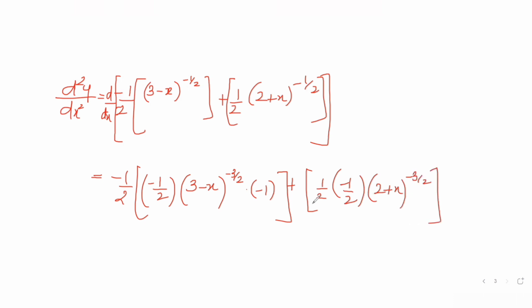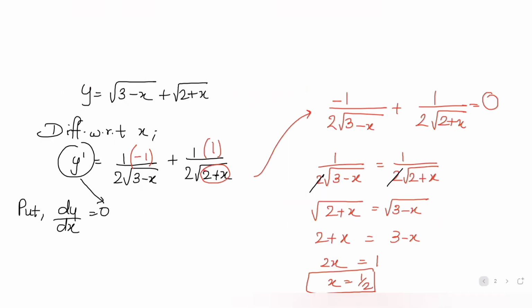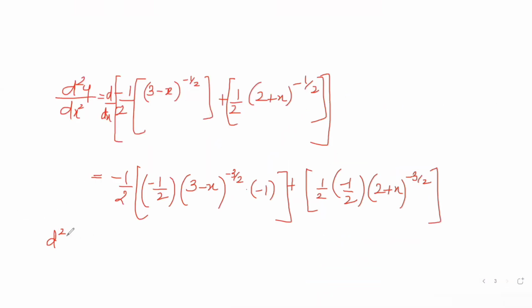Now whatever value of x you put, we evaluate d2y by dx square at x equal to half. If I put x equal to half, we are putting a positive value here. So 3 minus x is positive, and 2 plus x, that is 2 plus half, is also positive.